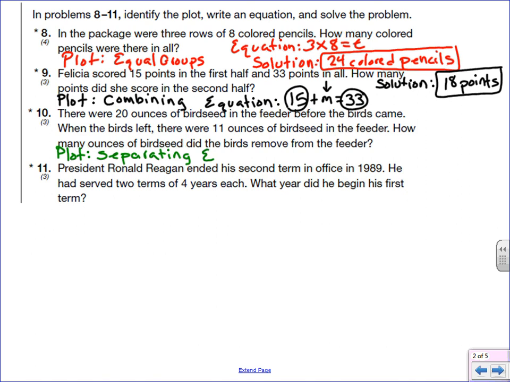So the equation is what you start with, in this case 20, minus what goes away, which is what we're looking for, and then what's left, in this case 11. So our solution, 20 minus 9 would give us 11. So 9 ounces of birdseed is what they ate.